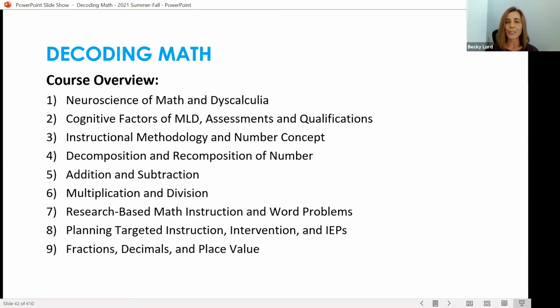Module 9 is on fractions, decimals, and place value, which is another big question area. We use fraction strips to develop all the fraction concepts and do all four operations with fractions, as well as place value and decimals. And the last module is a deeper dive into math assessment, looking at different assessments, including assessments that are not for special education, and also ones for a student who might be qualifying for a specific learning disability.